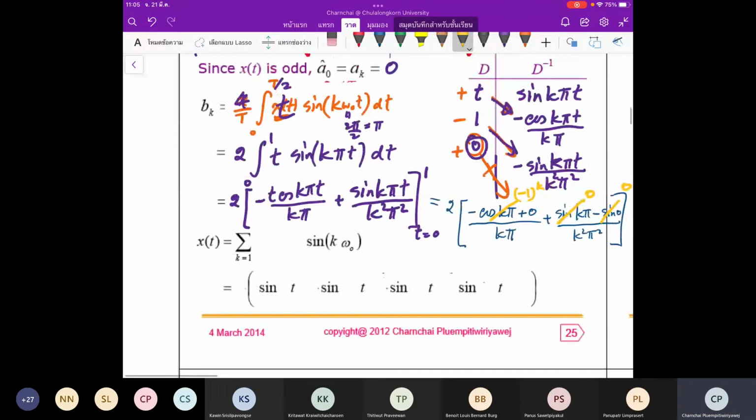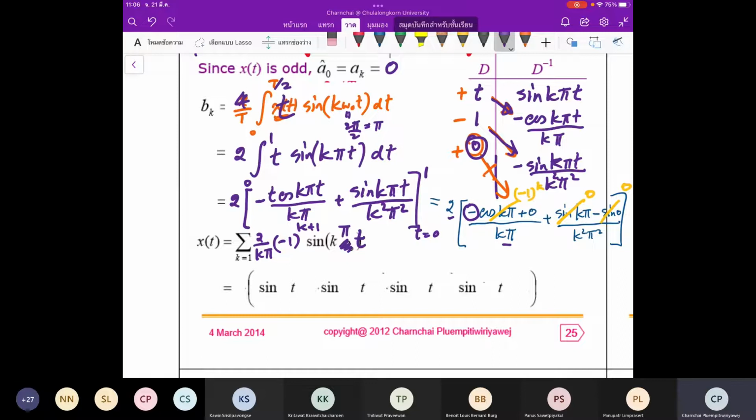So we have bk to be 2 over k pi times negative 1 times negative 1 to the k, so we get negative 1 to the k plus 1, times sine k omega naught t. Remember our omega naught is pi. So this is what we get for the Fourier series for x of t.